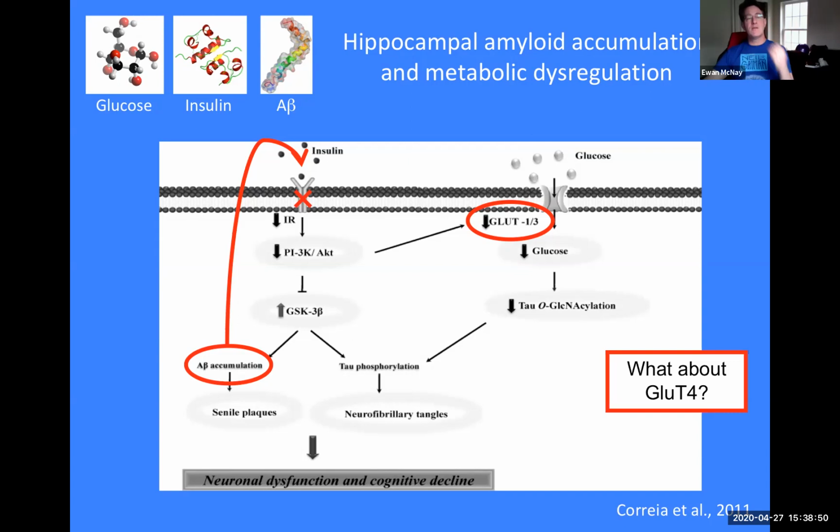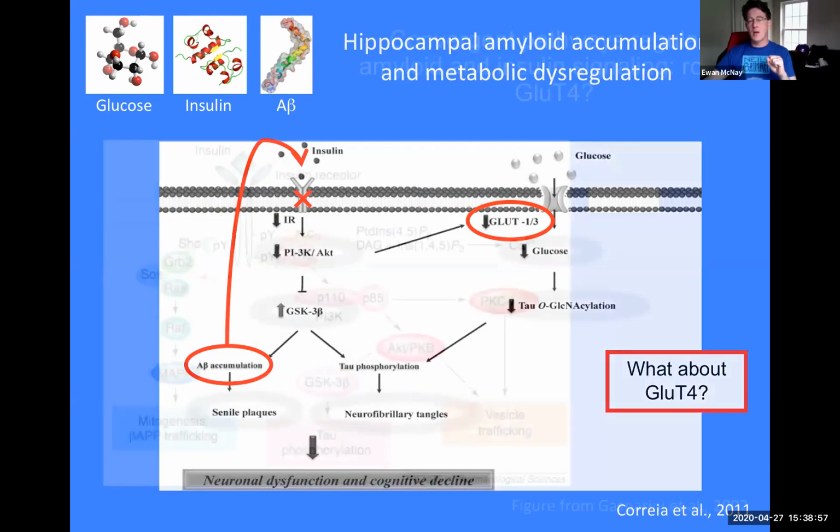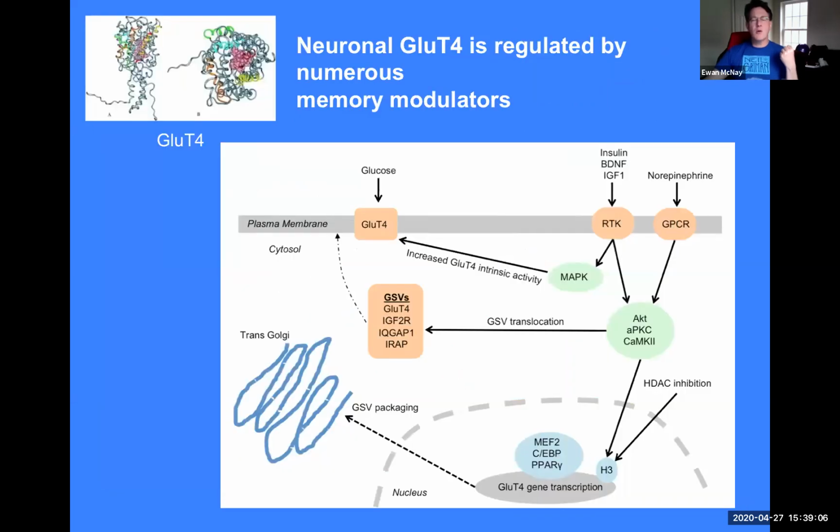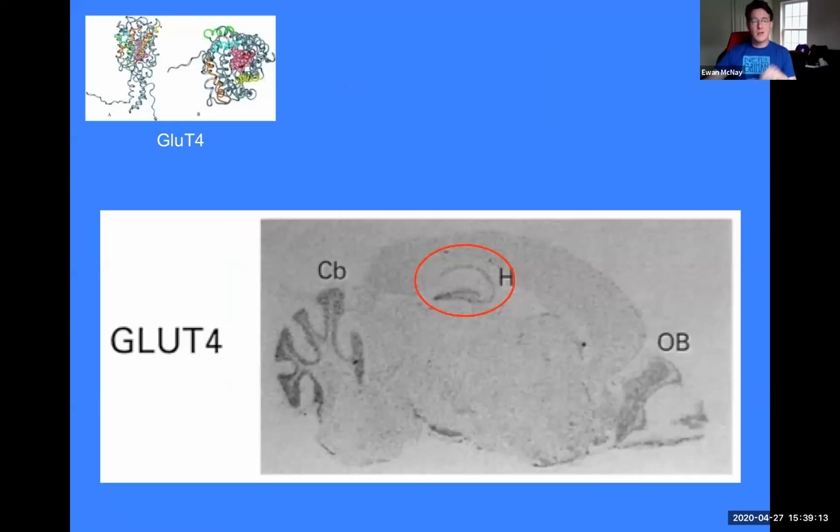GLUT4 is the insulin-regulated glucose transporter that we've seen gets glucose out of the blood into muscle and fat cells. Many of the pathways that are downstream of insulin signaling in the brain also regulate GLUT4. And what GLUT4 does is it goes up to the cell surface. It's regulated by many molecules that are known to affect memory. And it turns out to be expressed specifically in the hippocampus, also in the cerebellum and the olfactory bulb. But the expression in the hippocampus is really interesting.